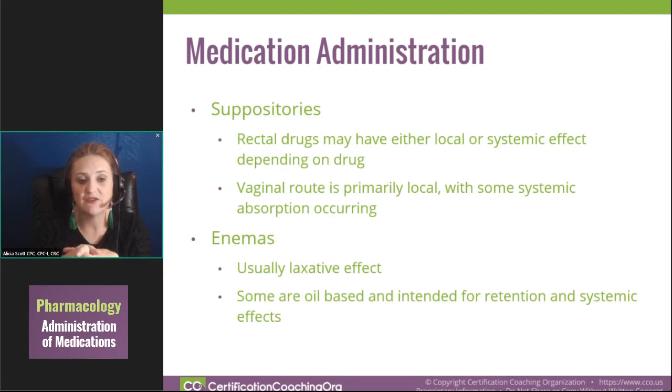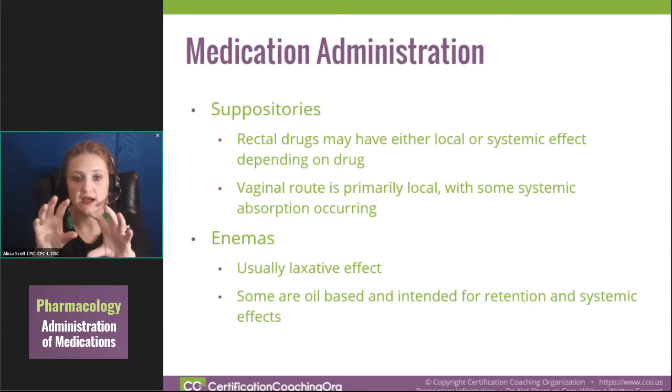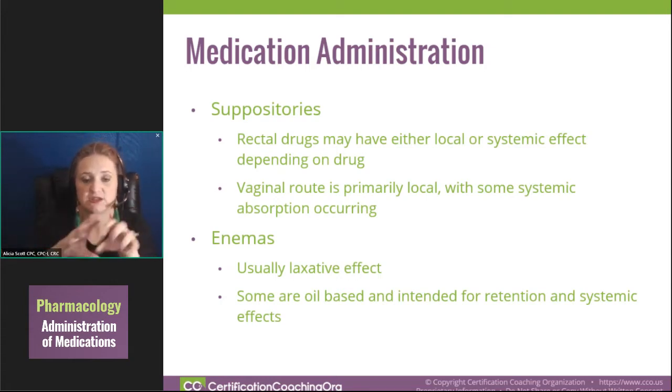In addition, you have vaginal routes. There are hormones that can be used in vaginal suppositories that would be systemic, or you might have something like a boric acid type substance that's given in a vaginal suppository to help with a yeast infection that would have other medications in it. That would be localized, would only affect the surrounding areas.